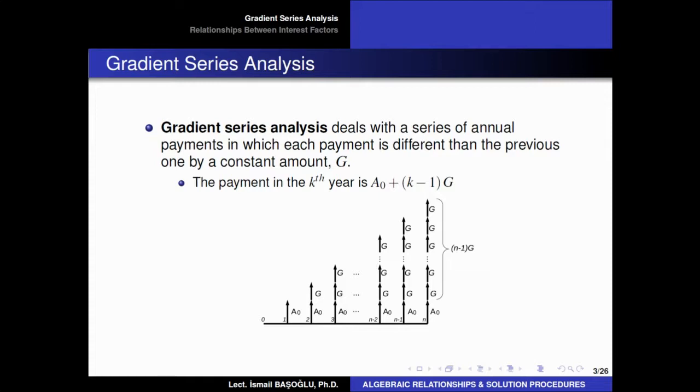And the first gradient increase is observed at the end of the second year, okay? So we need to be very careful at this point. In a gradient series, the first gradient increase should be observed at the end of the second year, and such a cash flow structure is called a gradient series.